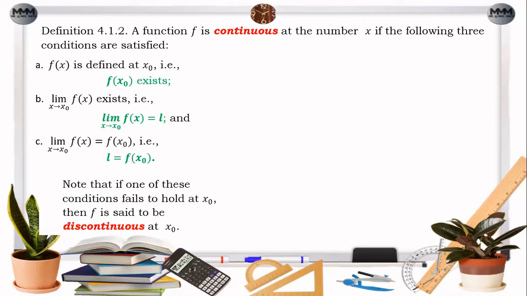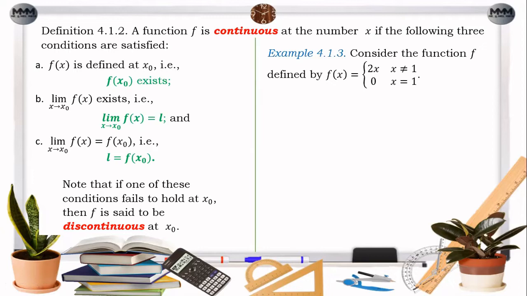We also note here that if one of these conditions fails to hold at x sub 0, then f is said to be discontinuous at x sub 0. Now let's consider here an example. We have here a function f from the set of real numbers to the set of real numbers defined by f of x is equal to 2x if x is not equal to 1, and then 0 if x is equal to 1.